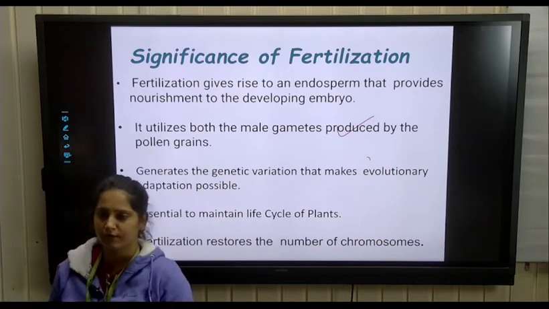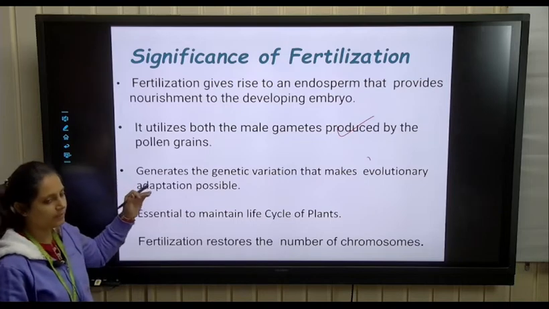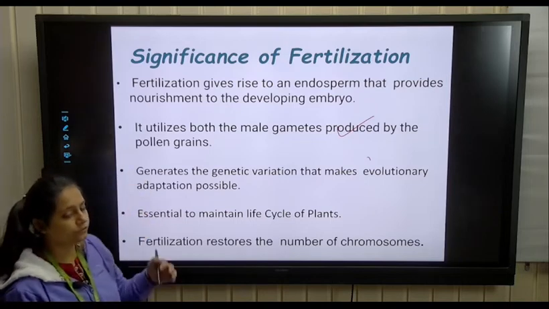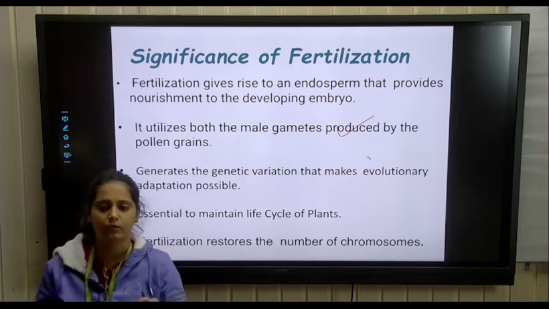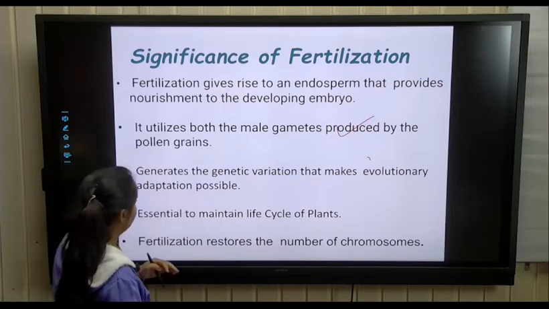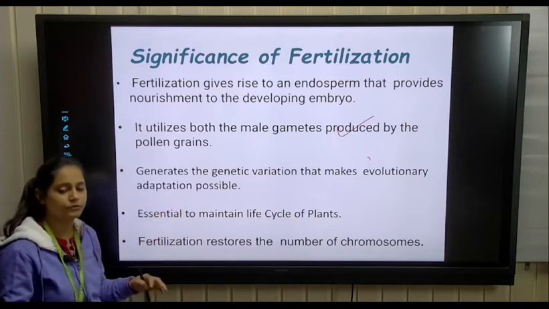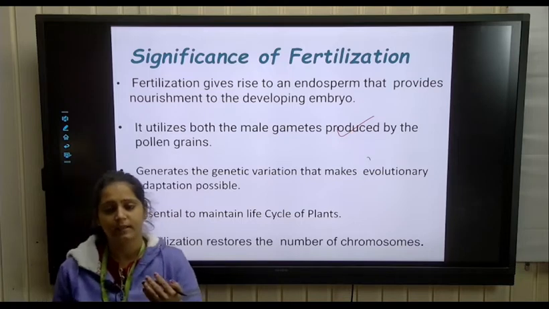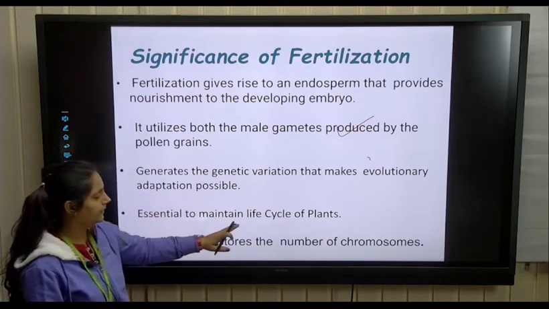If they are not utilized, they will become waste, because that is a male gamete and that is used during the process of fertilization. If we do not use them, they only cause allergy, so they will be totally wasted. And they create genetic variation because different types of fusions take place. So variation occurs through the process of fertilization. It is essential to maintain the life cycle.